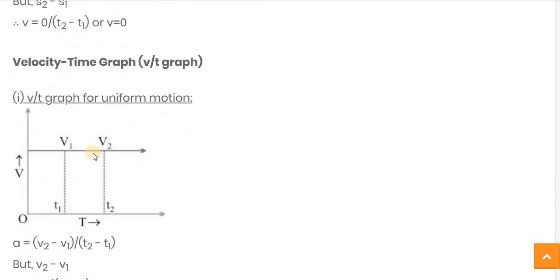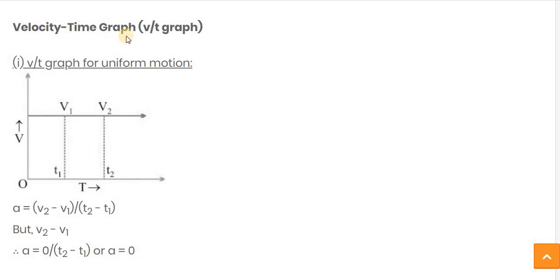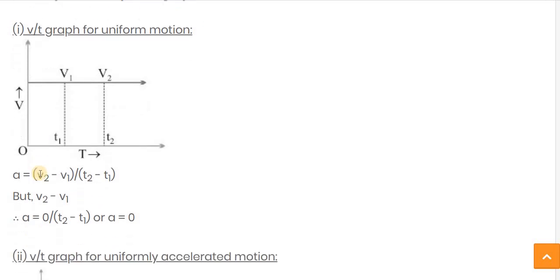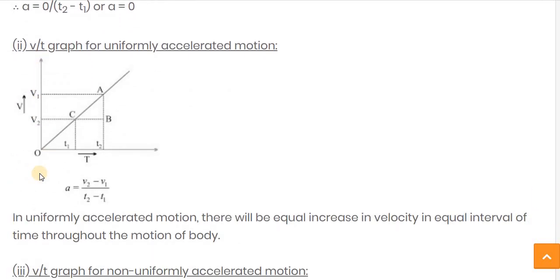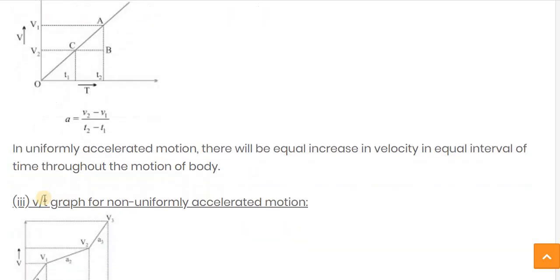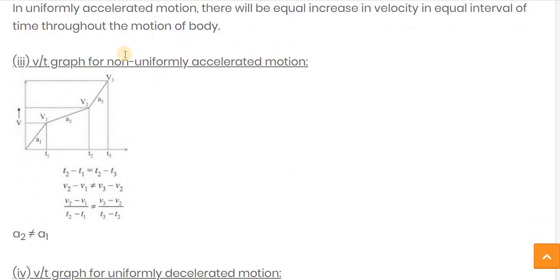Later on, we saw the velocity versus time graph. The first graph is the velocity versus time graph for uniform motion, and when the body is in a rest condition. Here it is not mentioned, but it is in rest condition. And for uniform motion, we get this kind of graph. The second graph is the velocity versus time graph for uniformly accelerated motion, where we get a straight line graph. And the third is the velocity versus time graph for non-uniform accelerated motion.